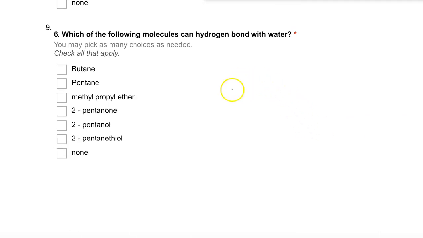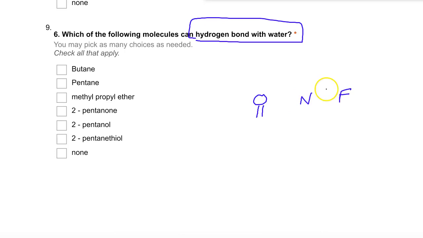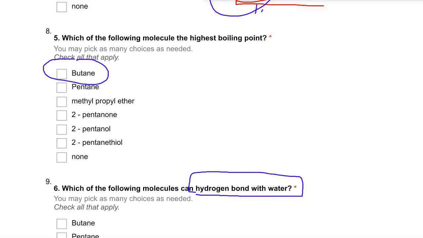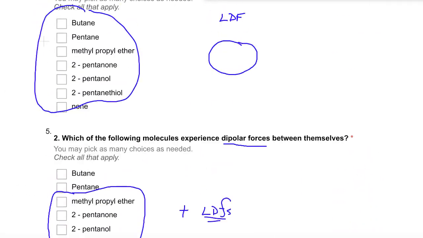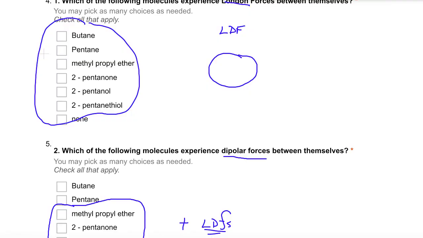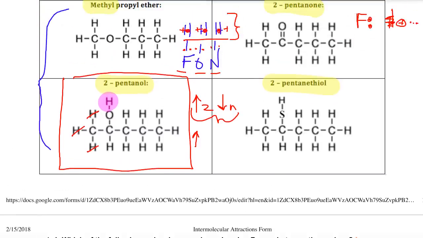Which of the following molecules can hydrogen bond with water? That's a great question. Now, if you can hydrogen bond with water, it doesn't mean you have an electron deficient H. It just means that you may just have an exposed what? O, N, or F. So the classic case is who can hydrogen bond with water? Well, if we go back to our choices.